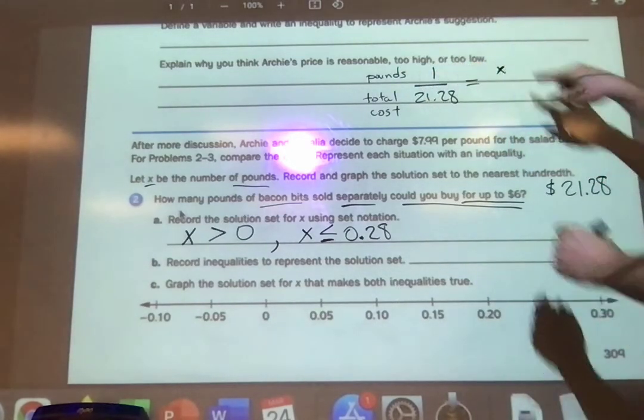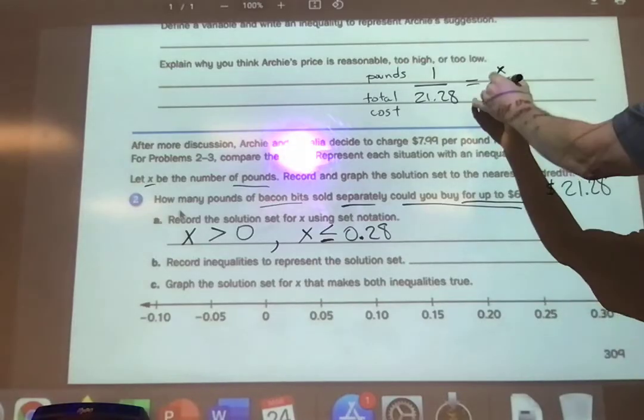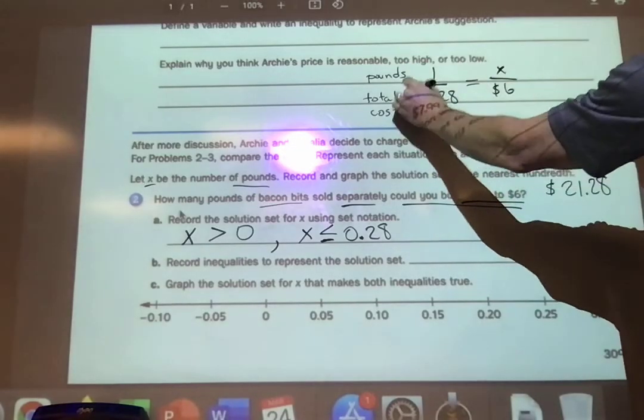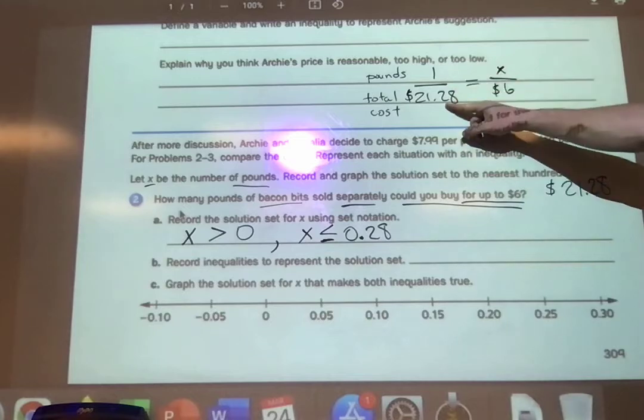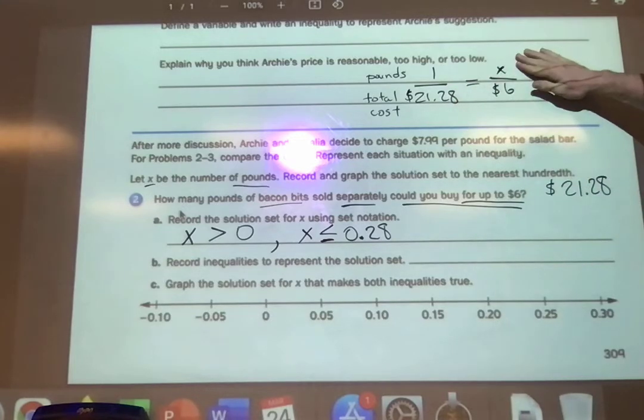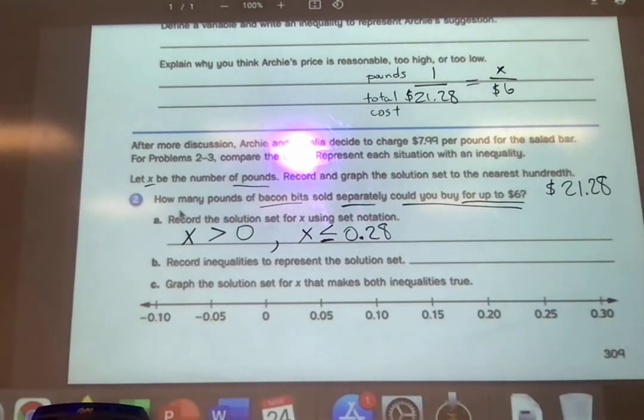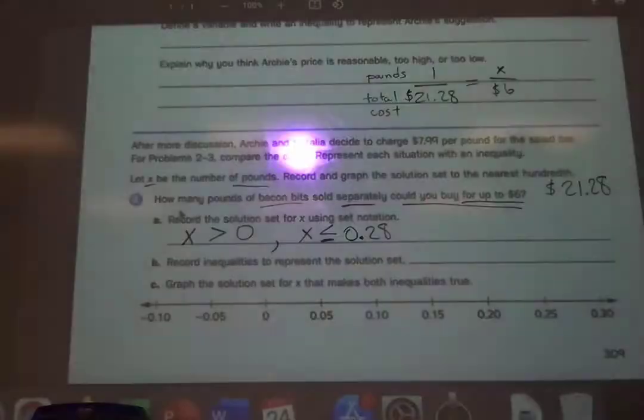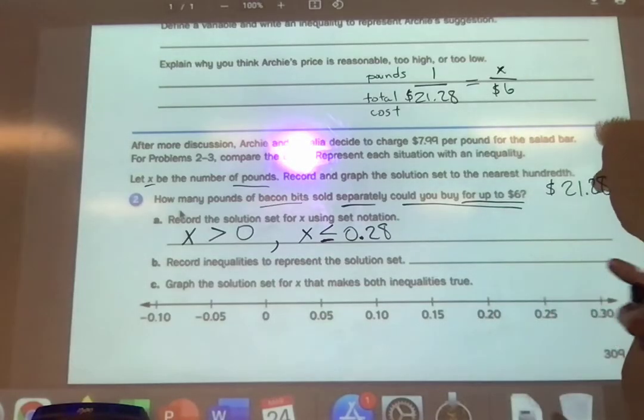Remember, pounds is on the top. And how many pounds can you get for $6? So 1 pound is $21.28, so X pounds is $6. We're trying to figure out what X is. There are lots of ways to think about this. We'll talk about what your parents would probably tell you, setting up a proportion and solving with algebra.